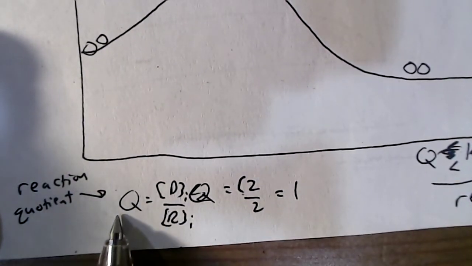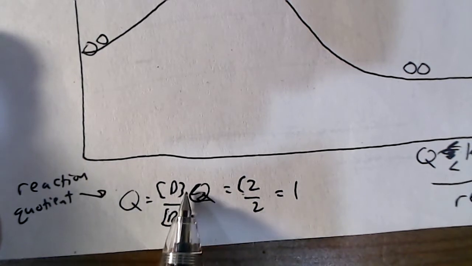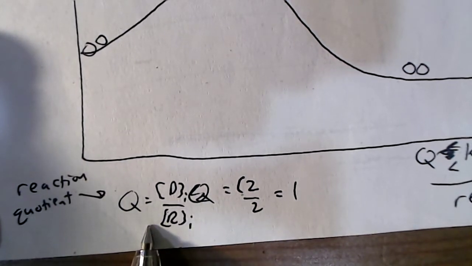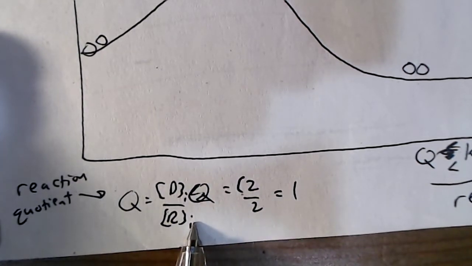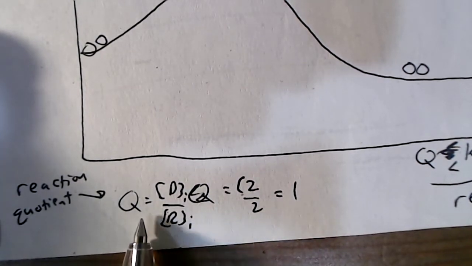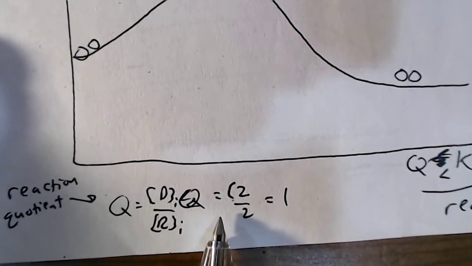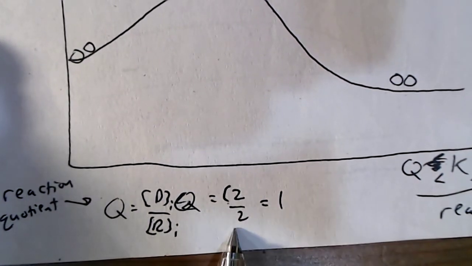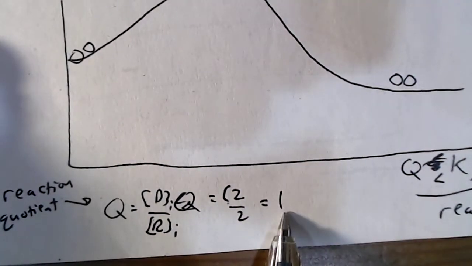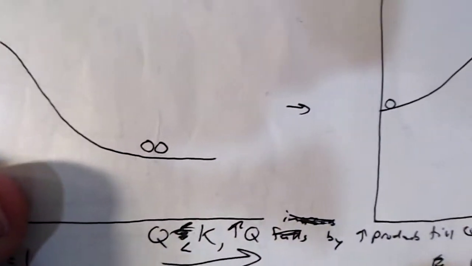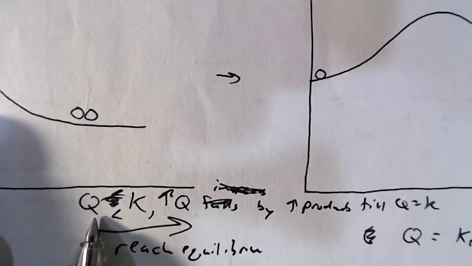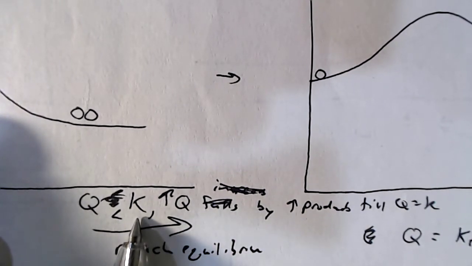The reaction quotient is the ratio of the amount of product to reactant at a certain moment. Earlier we saw the equilibrium constant was the ratio of product to reactant at equilibrium, but this is just at this moment. So at this moment, Q, the ratio of product to reactant, is 2 to 2, or it's equal to 1. So in this case, Q is less than the value of K that we saw earlier. Earlier we saw K was 3.